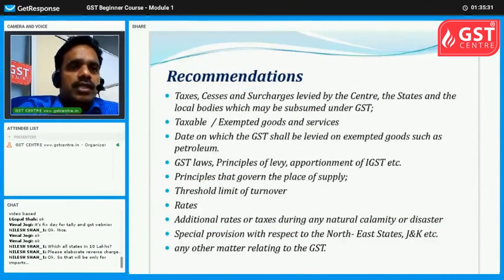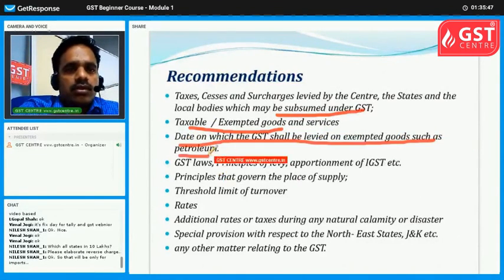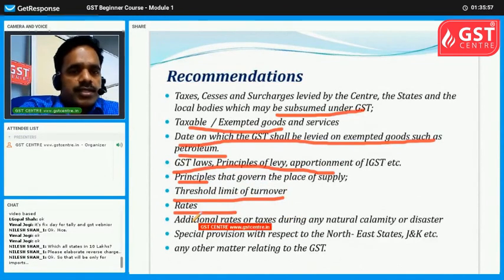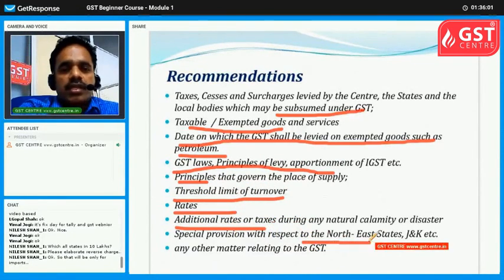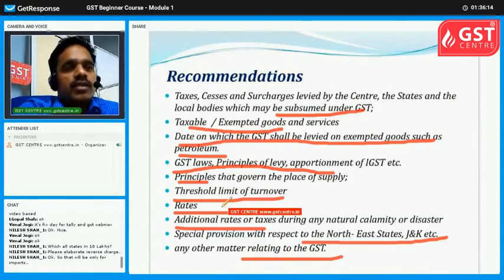Then what are the recommendations they can give? All decisions and suggestions: taxes, surcharges, whatever is to be subsumed under GST, taxable or exempted goods, what should be taxable, what should be exempted, the date on which GST shall be levied on petroleum or other products, GST laws, principles, threshold limit of turnover, rates, additional rates, special provisions with respect to states like Jammu and Kashmir. I am happy to say that we have got one franchise from Jammu also. So any other matter relating to GST.